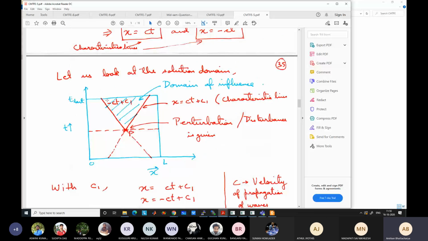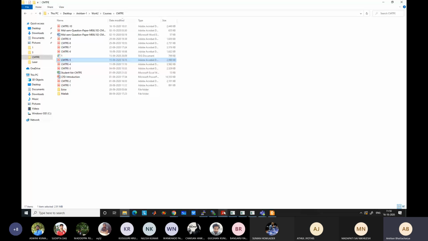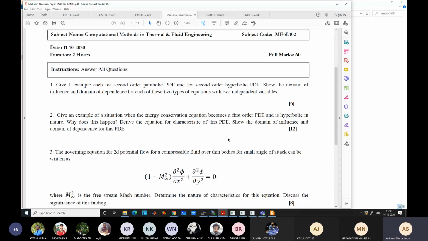Then the second question. This is very standard. The second question was, give an example of a situation where the energy conservation equation becomes a first order PDE and is hyperbolic in nature. Why does this happen? Derive the equation for the characteristic of this PDE, and show the domain of influence and domain of dependence. This also we have discussed.